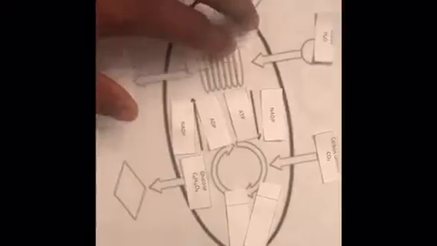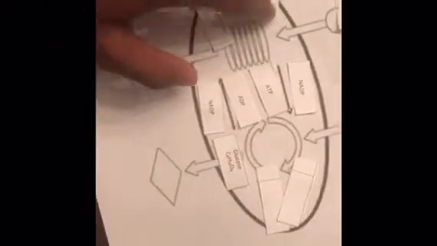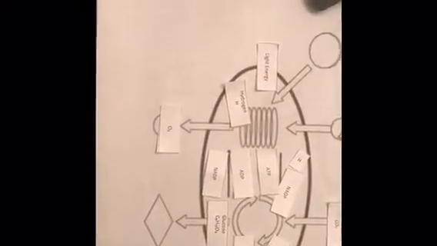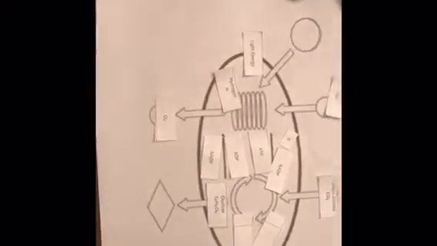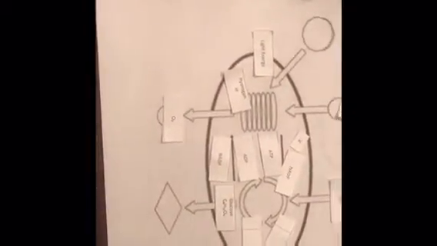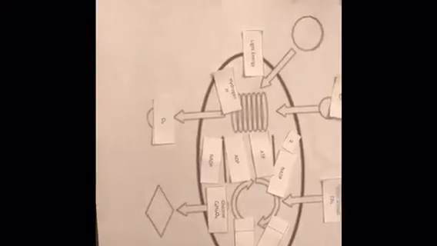NADP produces NADPH from high energy electrons. As the thylakoid space fills up with positively charged hydrogen ions, the inside of the thylakoid membrane becomes positively charged relative to the outside of the membrane.